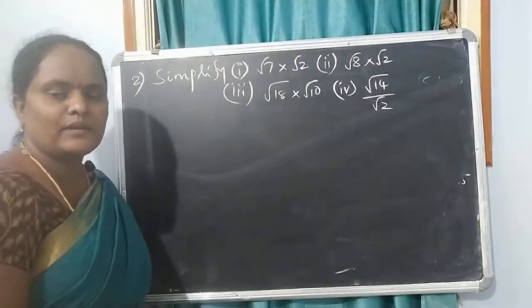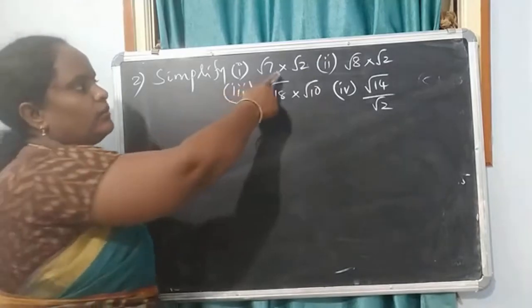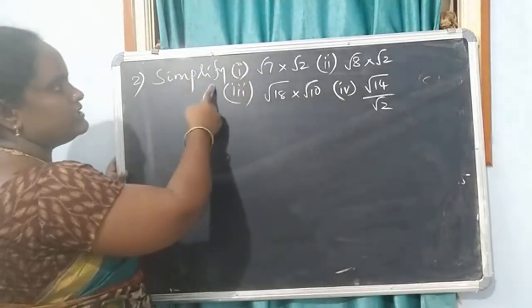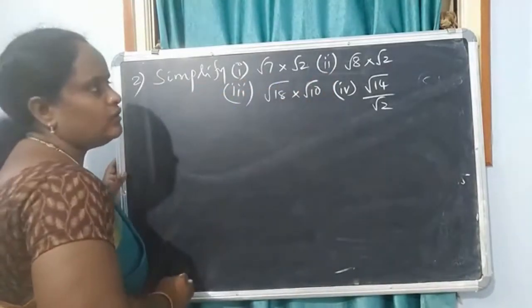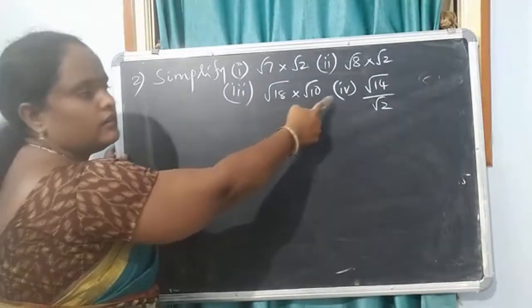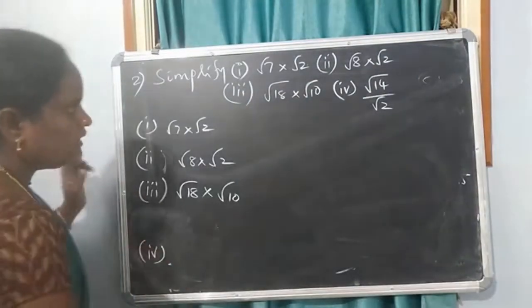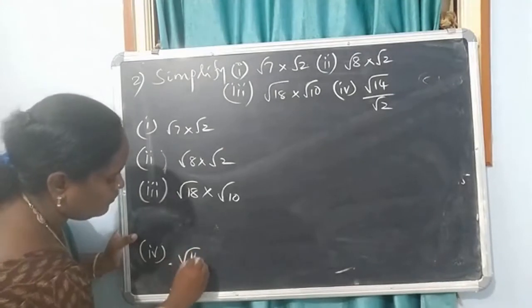Addition and subtraction of irrationals are the same. Now let us move on to multiplication and division. So here I have taken a question. Simplify: root 7 into root 2, root 8 into root 2, third, root 18 into root 10, and root 14 by root 2. Let me take those questions.